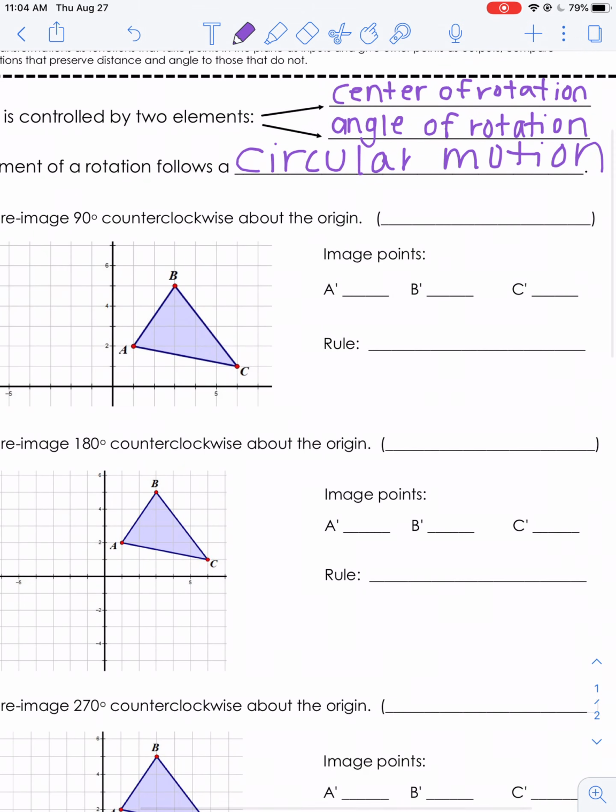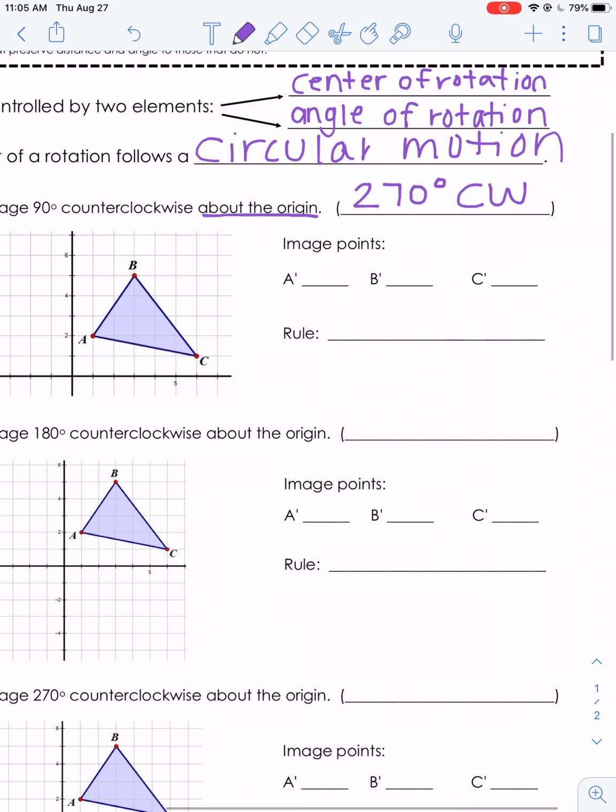Now here, when it says about the origin, that's telling me that the origin is the center of rotation. Now if I go 90 degrees counterclockwise, so counterclockwise is moving backwards around a clock and it's moving to the left. If I go 90 counterclockwise, that is the same as going 270 clockwise. If I go 90 degrees to the left, it's the same as going 270 to the right. So we say that these two are the same and they follow the same rule.